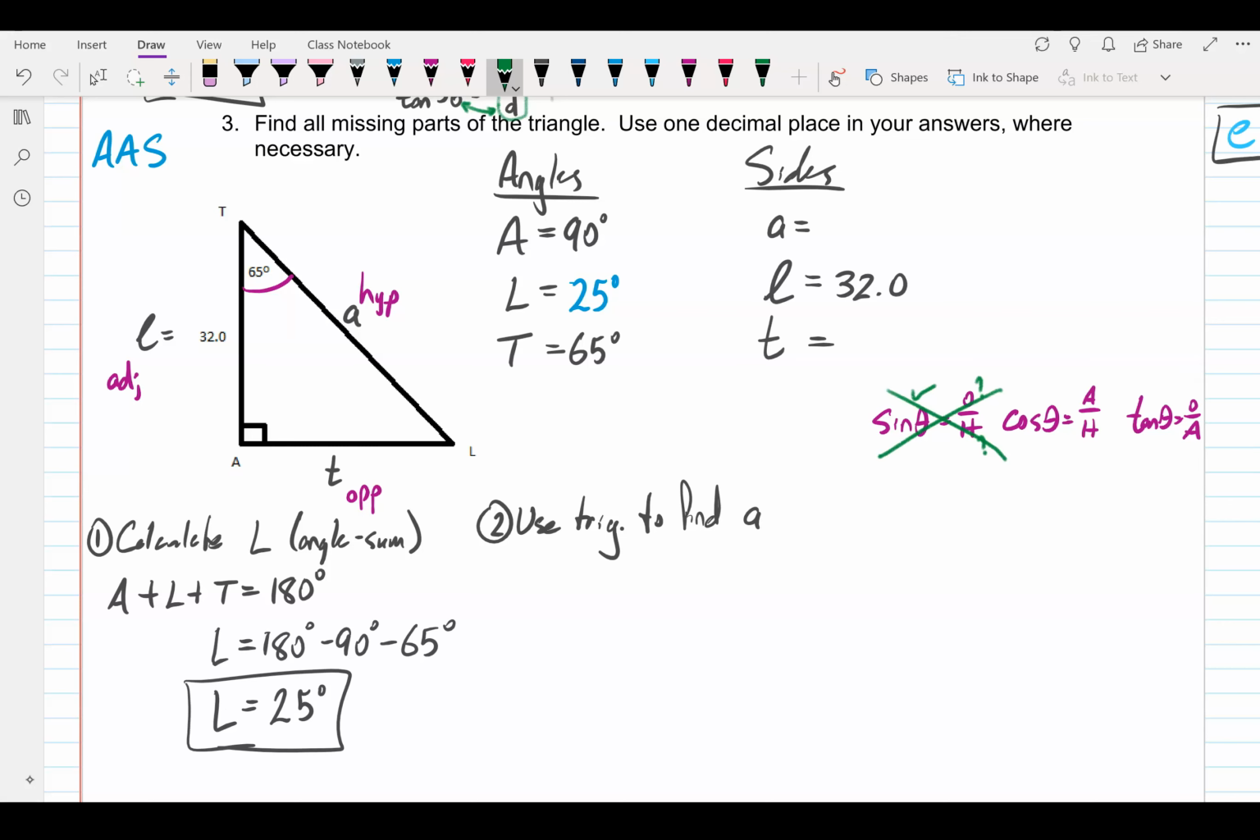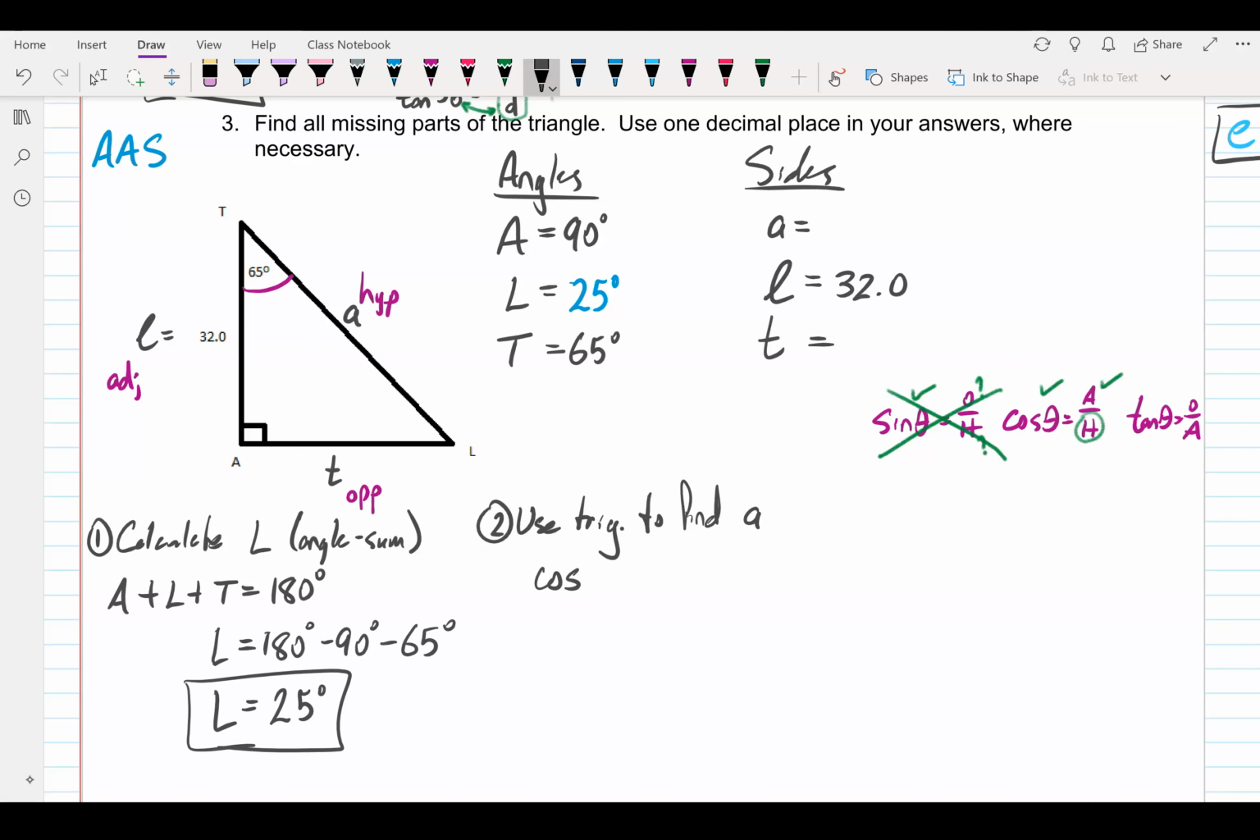Cosine. Do I have the angle? Yes, I do. It's right here, 65. Do I have an adjacent side? Yes, I do. It's 32. And do I have a hypotenuse? No, I don't, but that's okay because it's just the one unknown. So I'm just going to go ahead right now and get cosine of the angle.